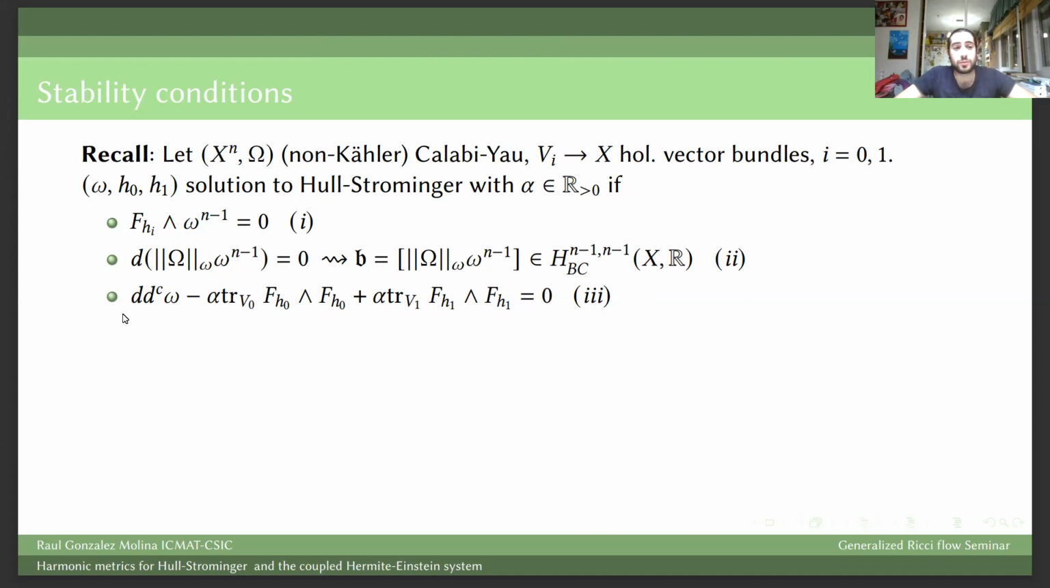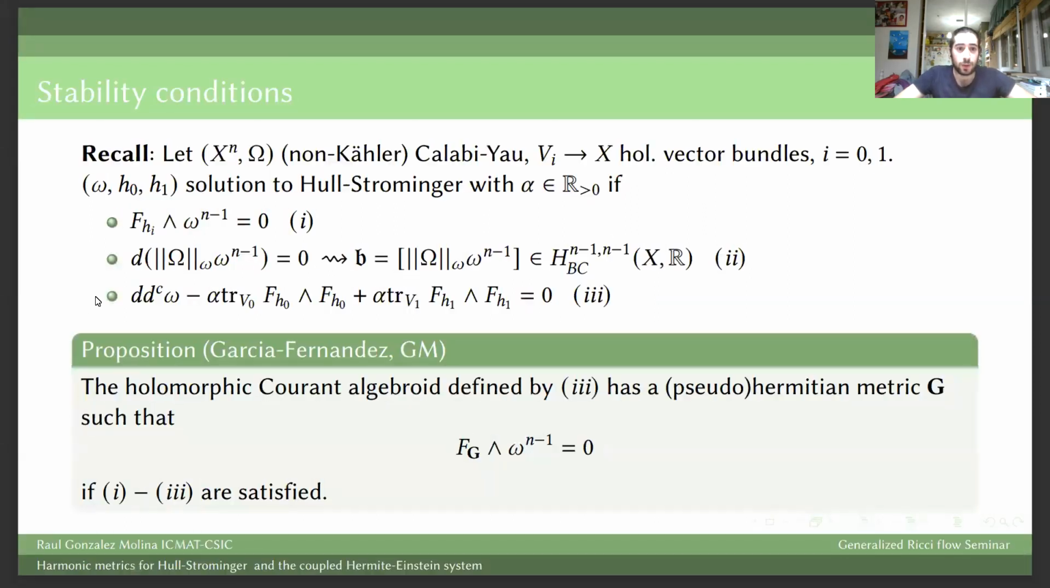And third, this is the most mysterious equation. We were talking a bit about it last day, which is called the anomaly cancellation equation by physicists and by mathematicians, the Bianchi identity. So the main result I was discussing last day is that if I am given a solution to the Bianchi identity, just the third equation, then I can produce a holomorphic bundle which has the structure of a holomorphic Courant algebroid of a special type. And if, moreover, this is a solution of the whole Hull-Strominger system, then I can produce a metric which is pseudo-Hermitian. It's Hermitian, but possibly of indefinite signature, that satisfies the Hermite-Einstein equation on the Courant algebroid. So this is the main result of last week.